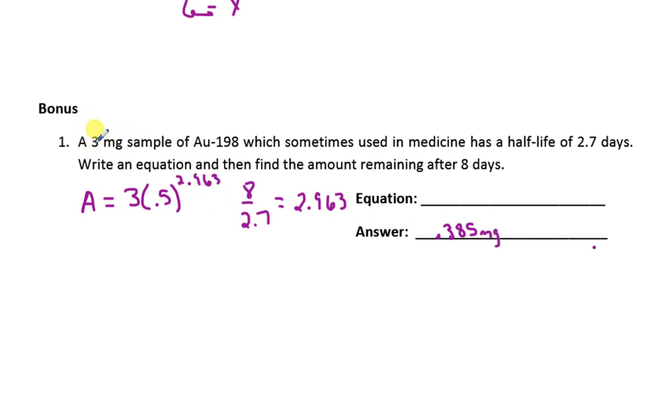Which, if you think about it, after 2.7 days my 3 is going to turn to 1.5. After that, I'll be at about 0.75. And after that, if I did it one more time, I would be at half of 0.75, so about 0.38. And so you can see how this does work out. Here's my equation right here. And that would be t divided by my number of days of half-life, or 8 divided by my half-life. This is the general equation for half-life type problems.